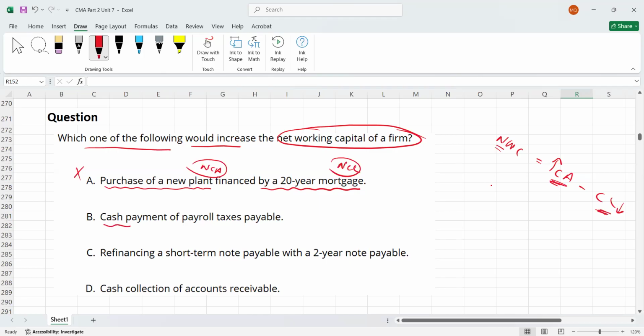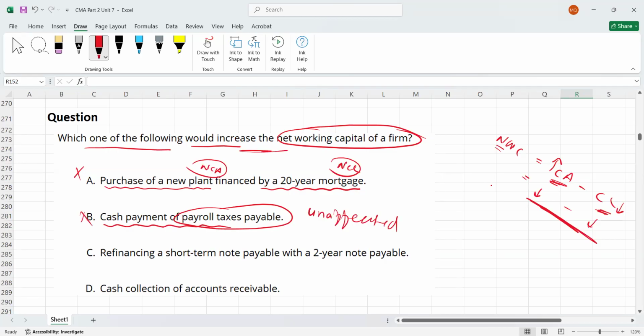Then cash payment of payroll taxes. What happened? Cash payment means a reduction in current assets, and you have paid payroll taxes, which are your current liabilities. Current liabilities have also reduced. Both have reduced by the same amount, so net working capital will be unaffected. It is not the reason to increase the working capital. The question is about increasing the working capital, so it's not the reason.